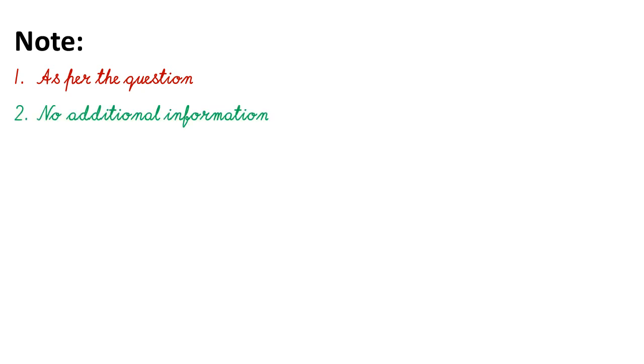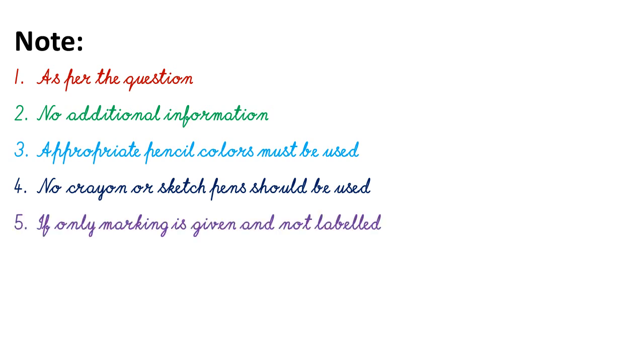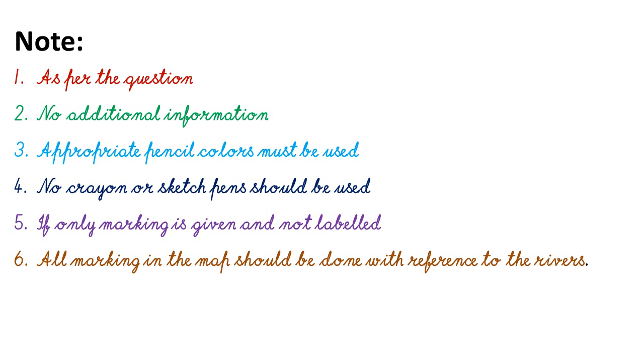Few points to be remembered. The map pointing should be strictly as per the question asked in the board examination. No additional information is to be given for map pointing. Appropriate pencil colors must be used. No crayon or sketch pens should be used in the exam. If only marking is given and not labeled, no marks will be awarded. All marking in the map should be done with reference to the rivers. Use of arrows gives the most specific and exact location in the map pointing.